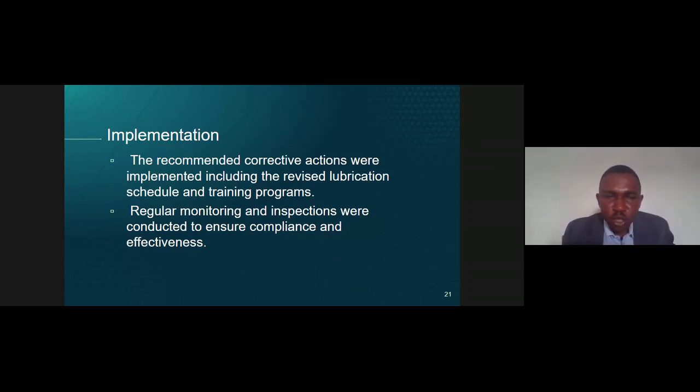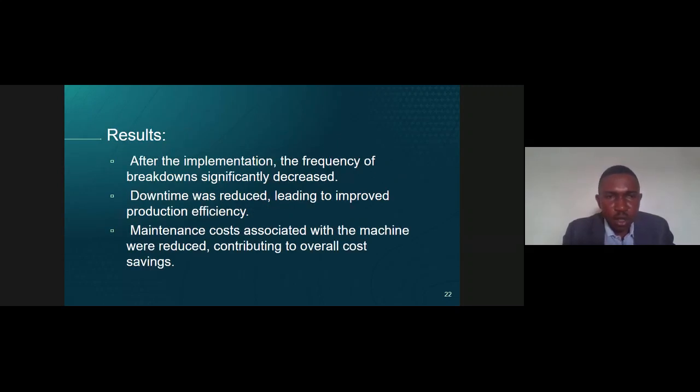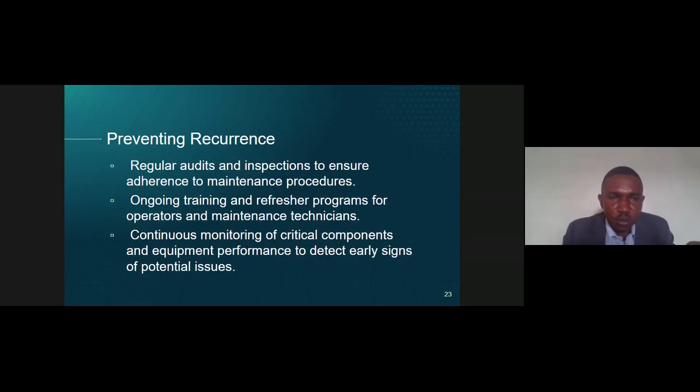Next, we see the implementation that was done. It was recommended that corrective action be implemented, including a revised lubrication schedule and training program, with regular monitoring and inspection conducted effectively so that they can get good results. And what was the result of all this implementation? The frequent breakdowns gradually decreased. Downtime was reduced, leading to improved production efficiency. The maintenance cost associated with the machine was reduced, contributing to overall cost savings. So these were some of the results after implementing the root cause analysis that was done.